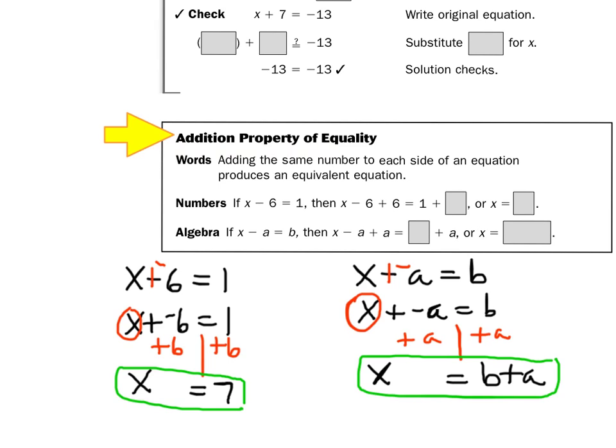Okay, so the addition property of equality means we're going to be using addition to solve these equations. So I'm taking this equation right here.